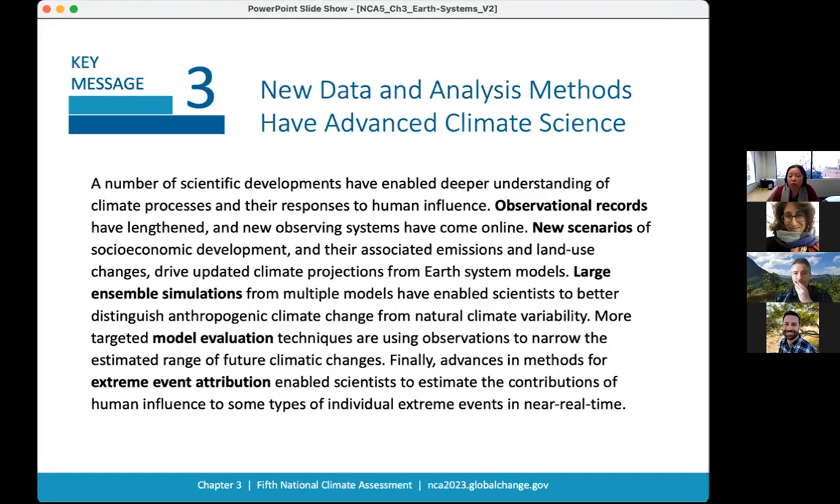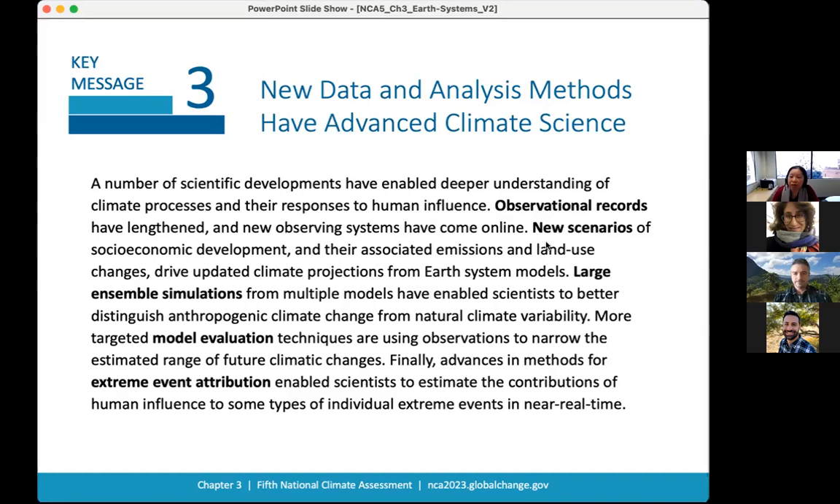And then there are also new observing systems, such as using drones. So these are all some of the advances that I talk about in chapter 3. And then besides observational records advances, we also talk about new scenarios of socioeconomic development and their associated emissions and land use changes that drive updated climate projections from Earth system models.